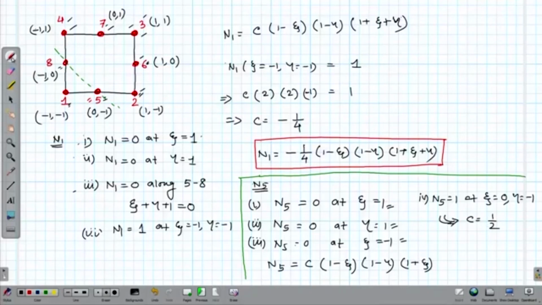So the expression of N5, with C equal to half, will be the expression for N5.